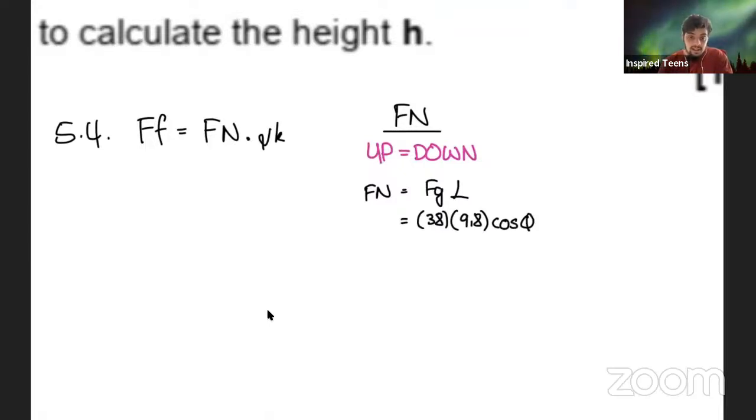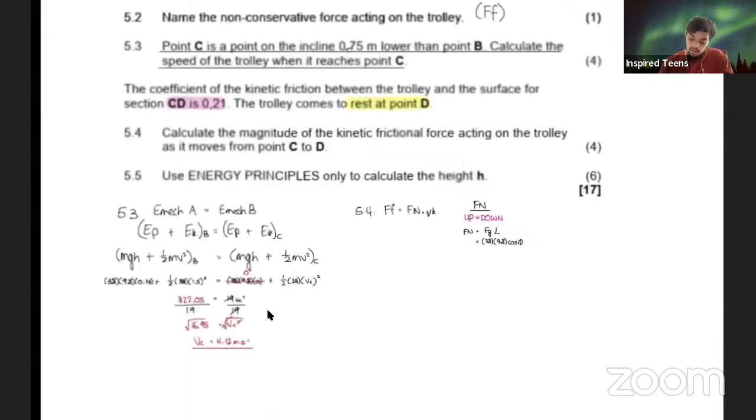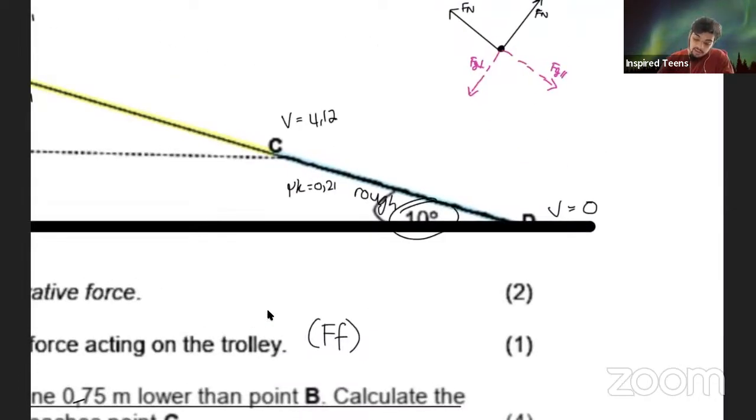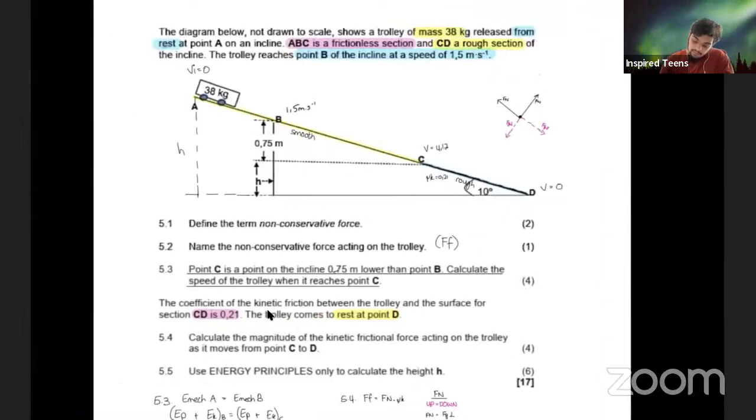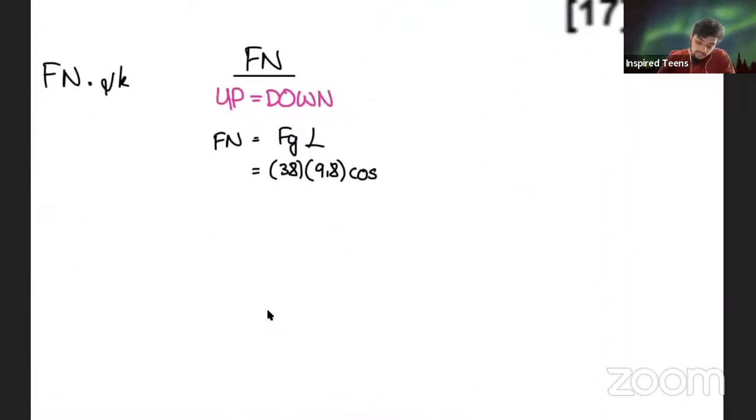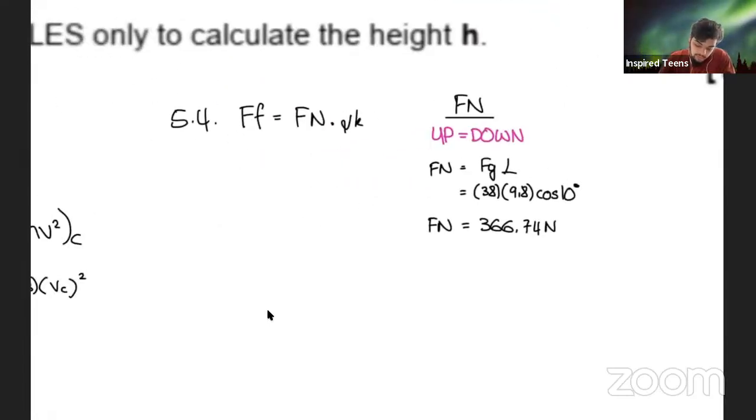What is theta? Theta is the angle of inclination of the surface. This is given as 10 degrees. And I'm going to get a normal force of 366.74 newtons. Now the frictional force is equal to 366.74 times 0.21.